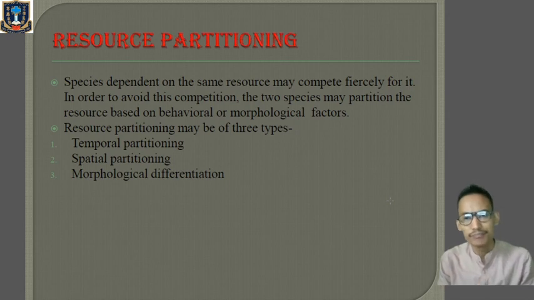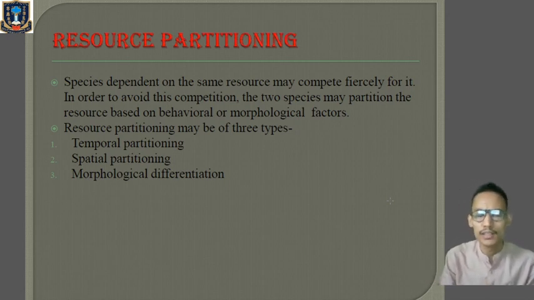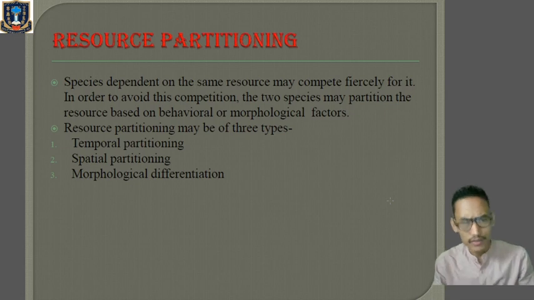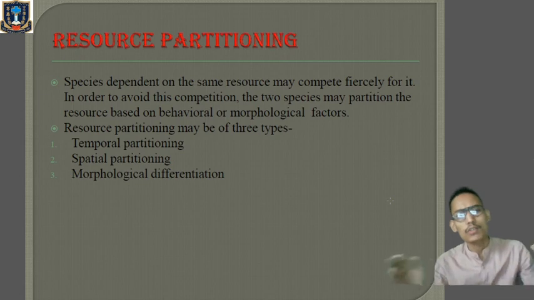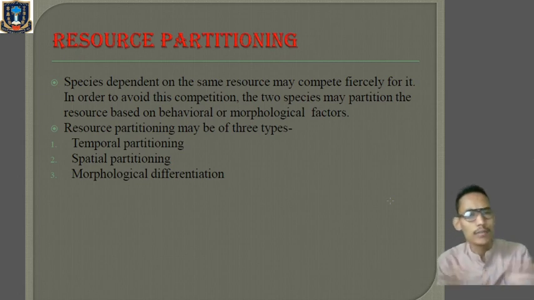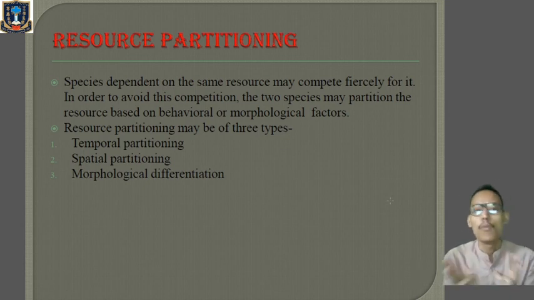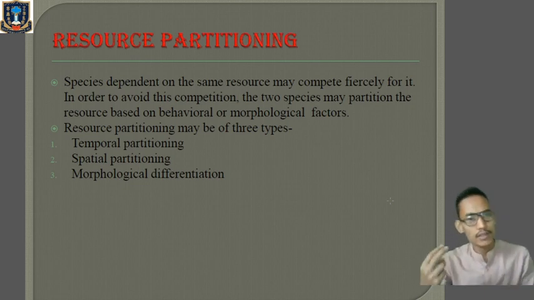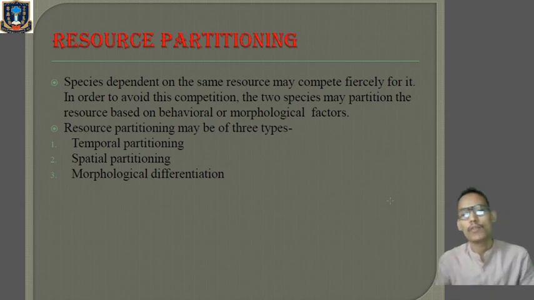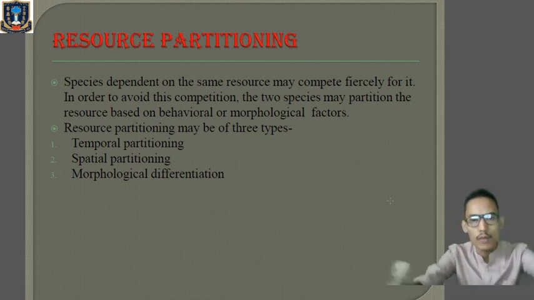Okay, and those resource partitioning is mainly of three types. Clear? We are saying that in order to avoid the competition between the species, they may partition the resources based on behavior and based on morphological features. So that's why we have three types of resource partitioning where the species are trying to avoid competition among each other. Number one is temporal partitioning, number two is spatial partitioning, and number three is morphological differentiation. So these are the three types of resource partitioning that occur between these species in order to avoid competition between them.